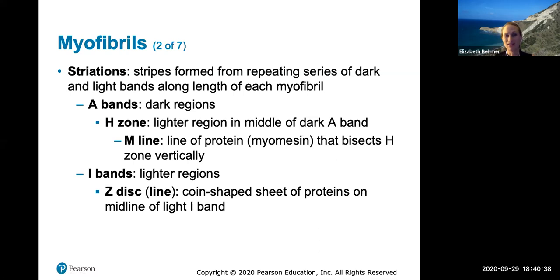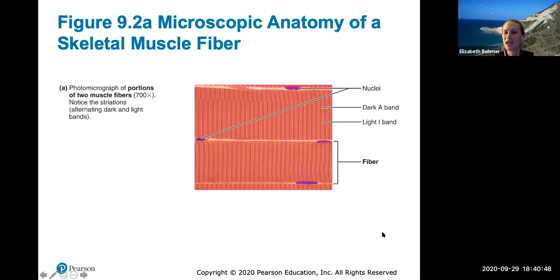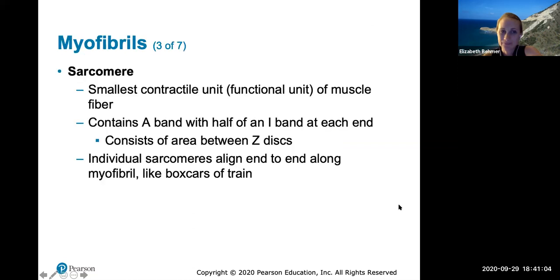The I band is the lighter region, and then the Z disc or Z line is like a coin-shaped sheet of proteins on the midline of the light I band. And this is a look at the striations of skeletal muscle fiber, and you can kind of see the dark and light bands making up those different striations. In the fiber itself, the nuclei are pushed off to the exterior sides of the muscle fiber.